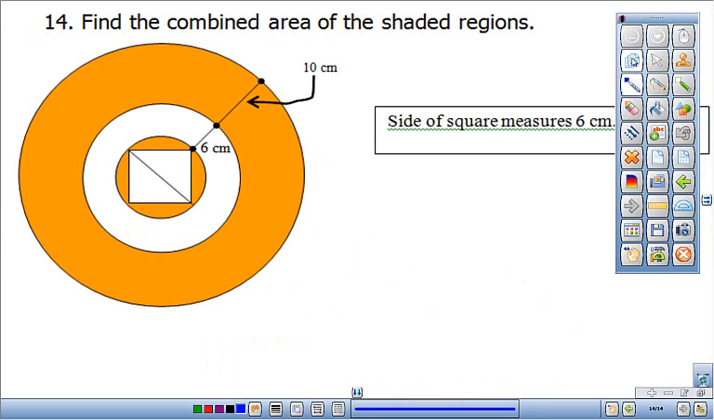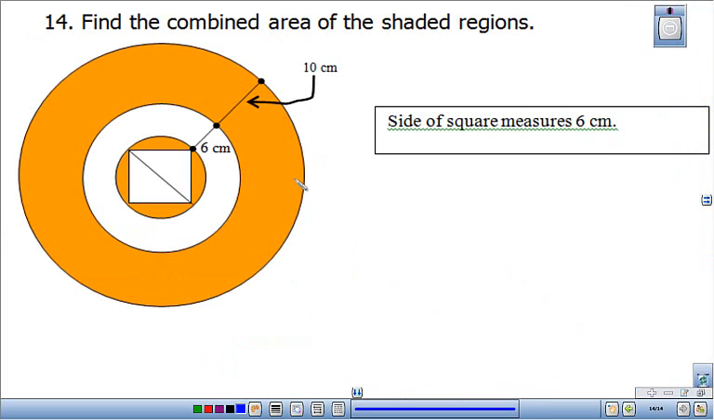Alright, last but not least here on our review of area is combining different area formulas. In the center, they tell you that this is a square with side measures of 6. Okay, so we have 6 by 6, so the area of the square is 36.